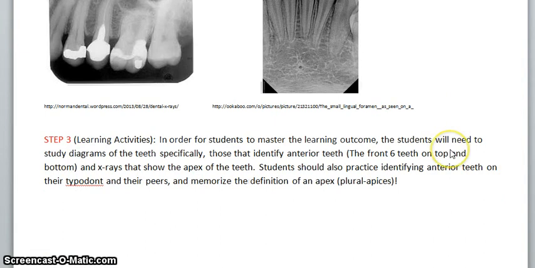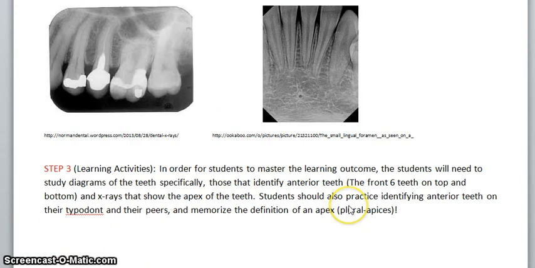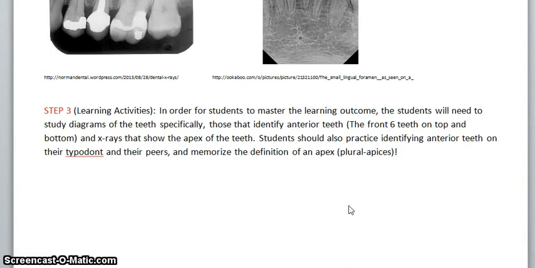From here, step 3 is learning activities. In order for students to master the learning outcome, the students will need to study the diagrams of the teeth, specifically those that identify anterior teeth, which are, as we said, the front 6 teeth on top and bottom. That's why I chose this image of all 32 teeth, scrolling back to the top. It shows you exactly what anterior and posterior mean. And if you know the definitions of those two, then students will be able to figure it out a lot easier. They also have to study the x-rays that show the apexes of the teeth.